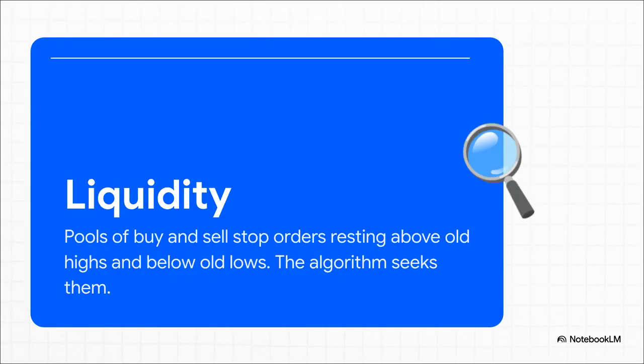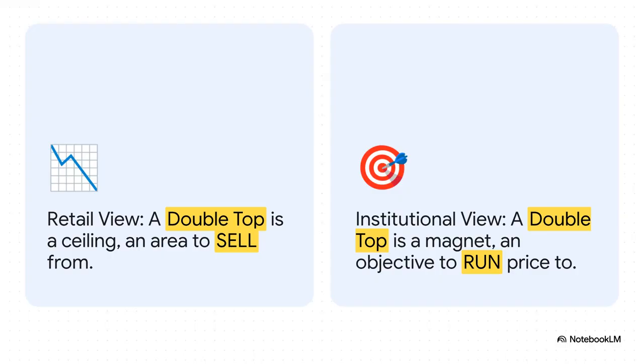And to understand why, you have to understand the concept of liquidity. In simple terms, think of liquidity as just a giant pool of orders. All of those protective buy stops that the retail crowd placed just above that double top, well, together they create a massive pool of buy orders just sitting there. And what ICT teaches is that the market algorithm is literally programmed to hunt for these pools. It's drawn to them.